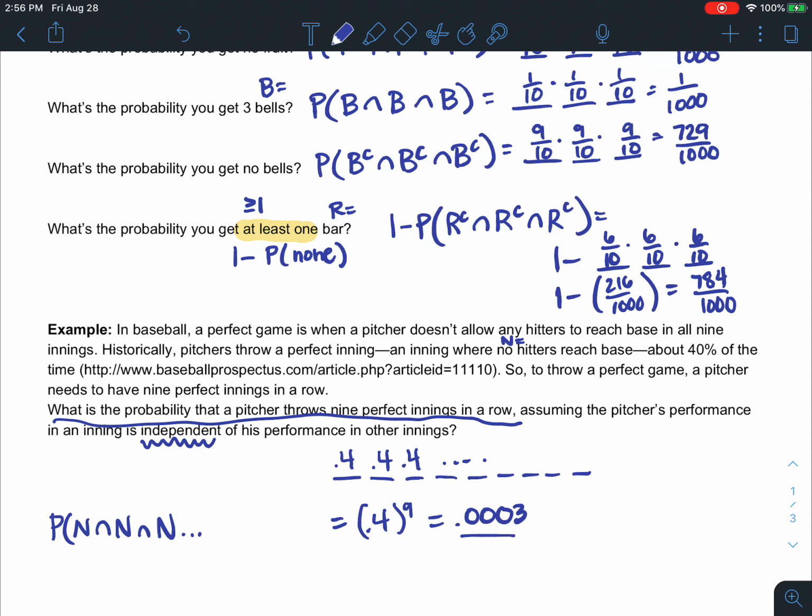So not a very large chance. So when you see pitchers having a perfect game, know that it's not very often that happens. Okay.